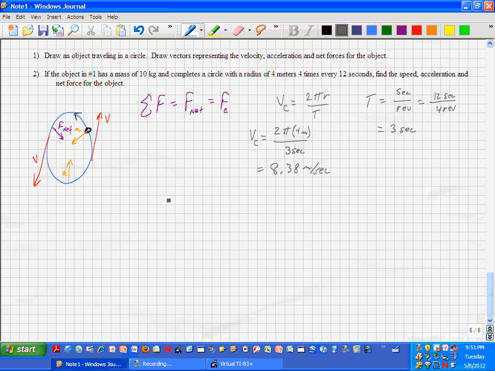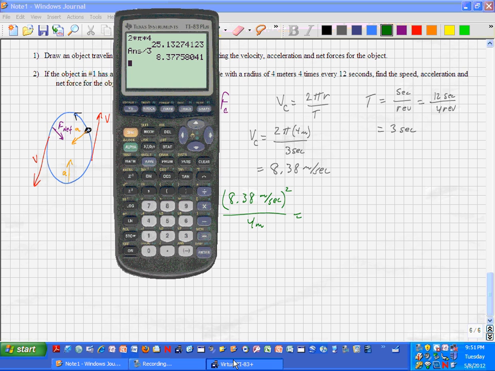The acceleration, centripetal acceleration, is equal to v squared over r. We just figured out the velocity, so we're going to take that 8.38 meters per second. We're going to square that, and we're going to divide that by the radius, which is 4 meters. And that gives us, let's see here, take that answer.